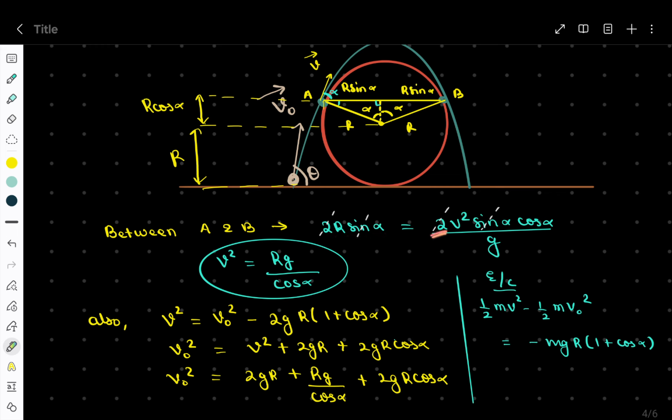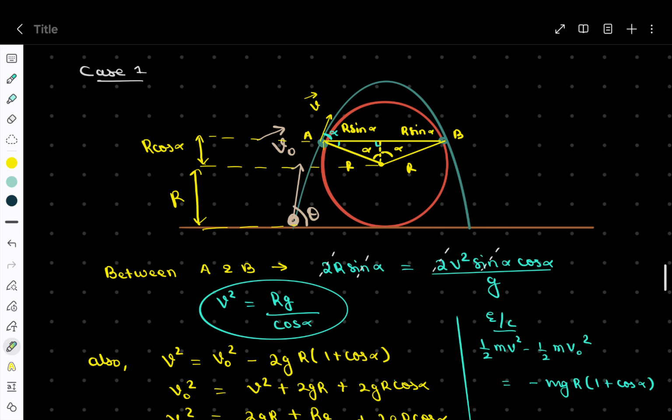Formula is what? 2 times the projection speed squared, so it is 2v squared, and the projection angle is alpha, so I can write sine alpha cos alpha by g. I'm just applying the formula. So after doing calculation, what I'm getting is v squared equal to rg by cos alpha. Fair enough. So we have got it.